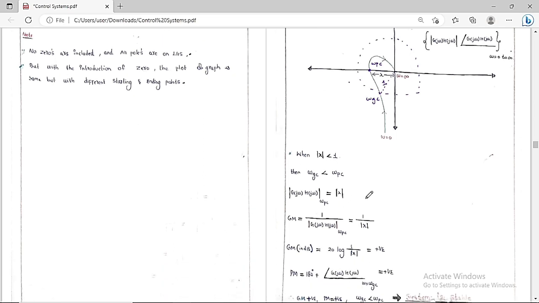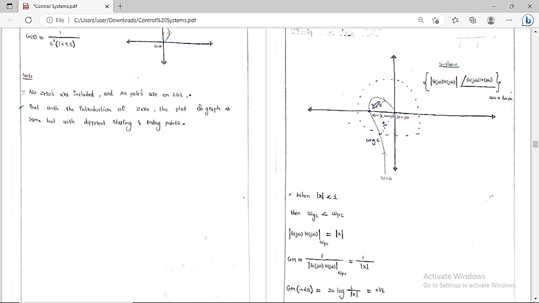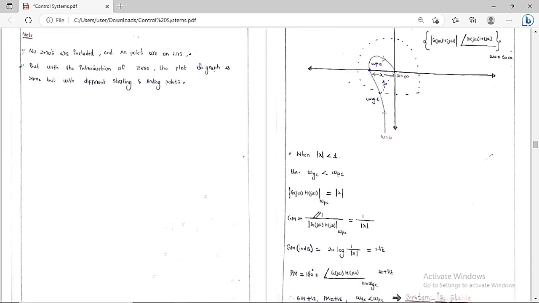So then, at the phase crossover frequency, the phase angle of G(s)H(s) is nothing but minus 180 degrees. So the magnitude of G(s)H(s) at omega pc is equal to mod of x. Just take the magnitude value, mod of x. Then what is gain margin? Gain margin is equal to 1 by mod of G(s)H(s) at omega pc. The magnitude of G(s)H(s) at omega pc is mod x, so it is 1 by mod x.